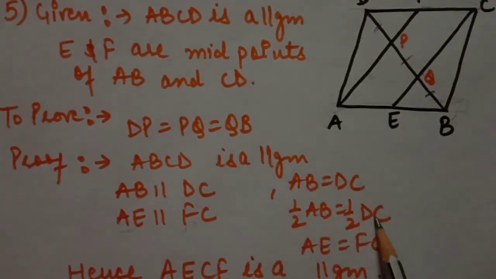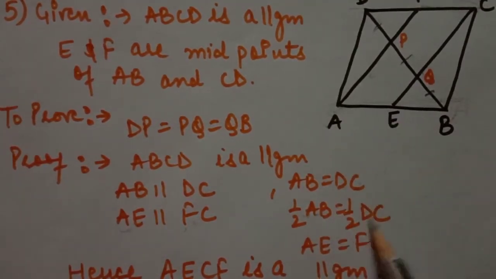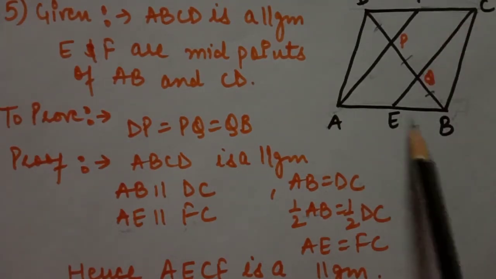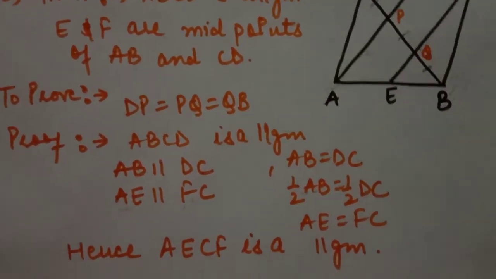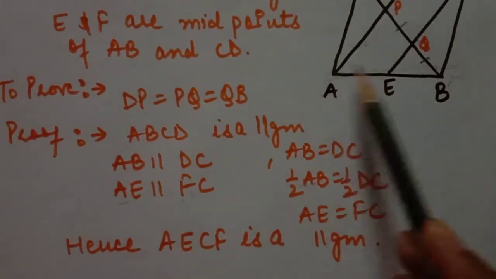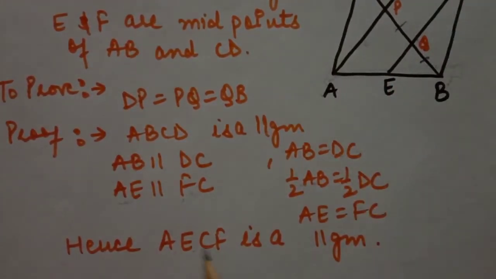Half of AB and half of DC, if they both are equal, then their halves are also equal to each other. Half of AB is AE and half of DC is FC, because E and F are the midpoints of these two sides, it is given to us. Hence, AECF is a parallelogram now, because one pair of opposite sides are equal and parallel as well.